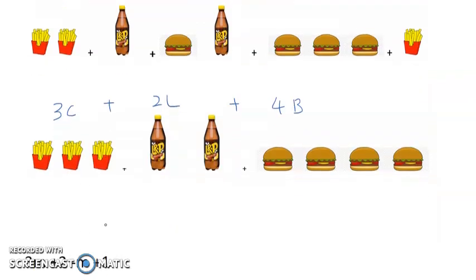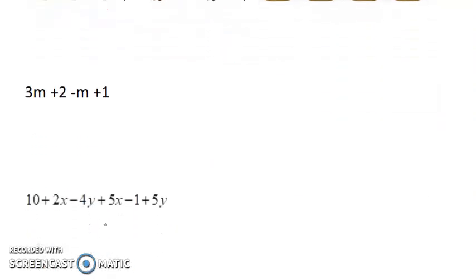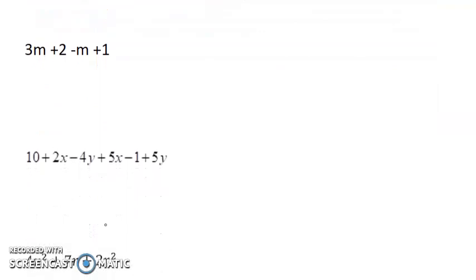So let's have a look at some examples on how to combine like terms. We have a couple of examples here. Let's have a look at the first one. The first step in combining like terms is to identify the like terms. I know that 3m and negative m have the same variables and the same powers, remember? So I'm going to circle them first, so I know these two are like terms. Remember to carry the sign that is in front of that term. And I know that 2 and 1 are just numbers, so they belong to the same group.